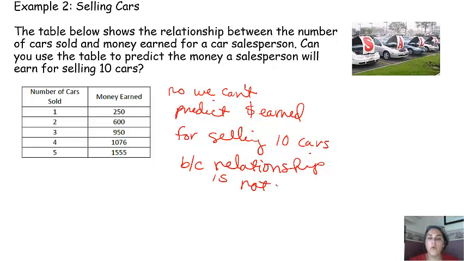And I'll tell you, normally when you're selling cars, it's not about the number of cars you sell, it's about the cost of the cars you sell. So in this case, maybe the first car was $20,000 and he happened to earn $250 for selling that. Maybe the second car he sold was $30,000. So he actually earned a bit more money for selling that second car. So you can't predict just based on how many cars. You might have to use the value of each of those cars to predict how much the person will make for selling them. So that's not proportional.